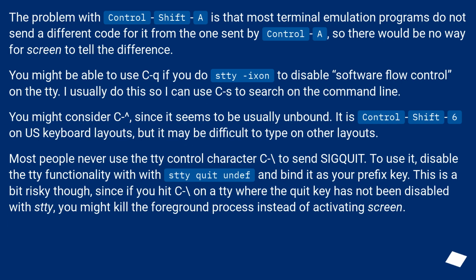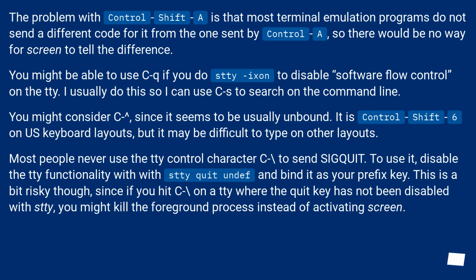The problem with Ctrl-Shift-A is that most terminal emulation programs do not send a different code for it from the one sent by Ctrl-A, so there would be no way for screen to tell the difference. You might be able to use C-q if you disable software flow control on the TTY. I usually do this so I can use C-s to search on the command line. You might consider C-^, since it seems to be usually unbound.